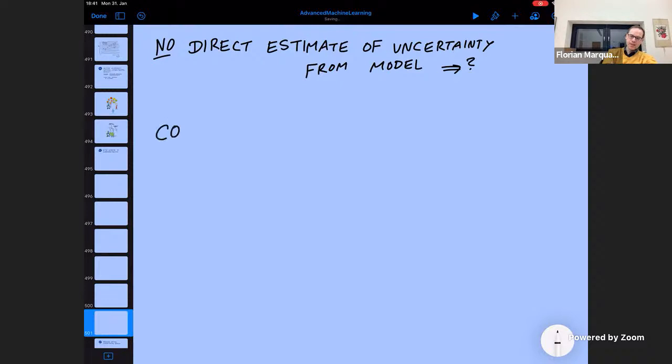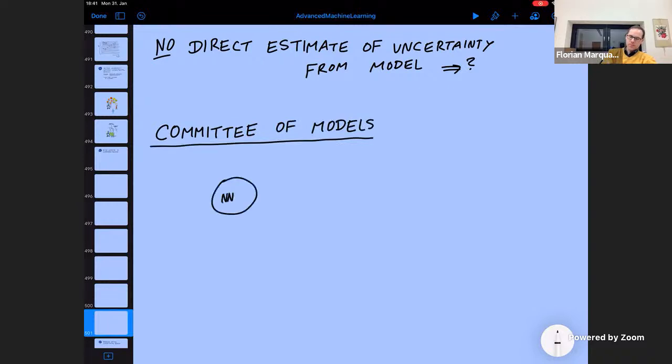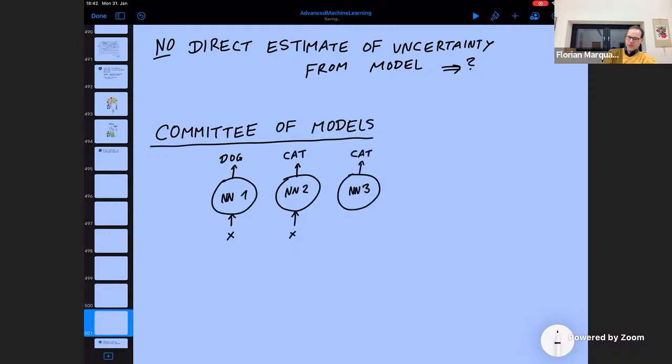There is a funny name for that. It's a committee of models. It's like a committee of judges. The idea is you have a neural network number one, and if you feed in the image, it says, I don't know, dog. You have a neural network number two, which has also been trained on this data set, but maybe in a slightly different way. I will say something in a moment. It outputs cat. And maybe there is network number three, and it also outputs cat. As a result, you would say the majority wins, and my real prediction is cat. That's the first way you can use these models to improve predictions, by having majority voting.